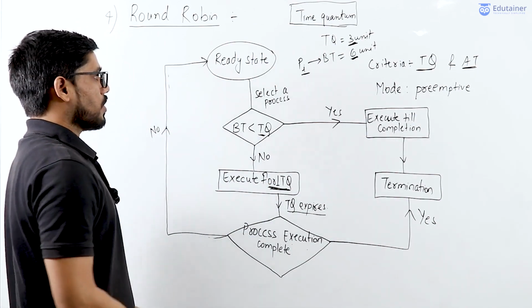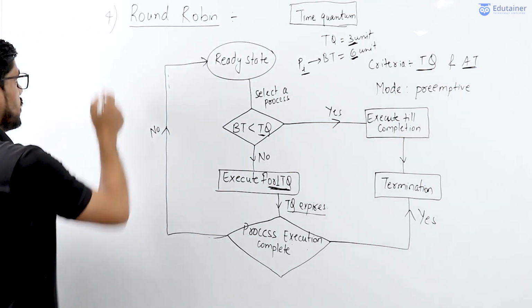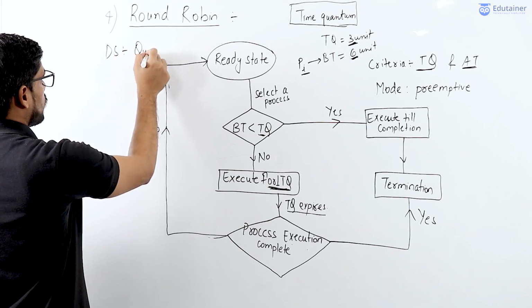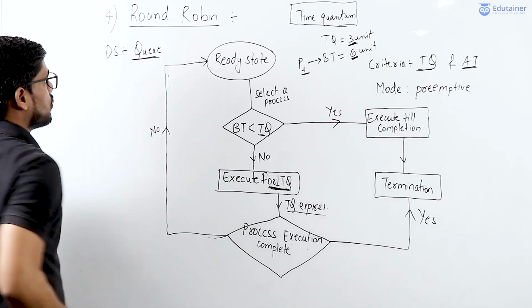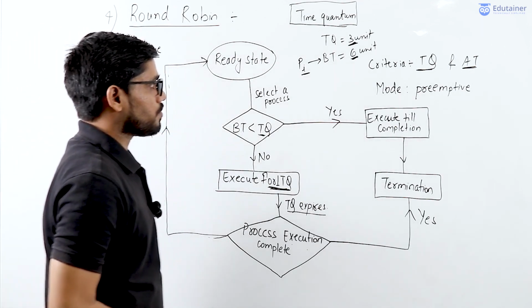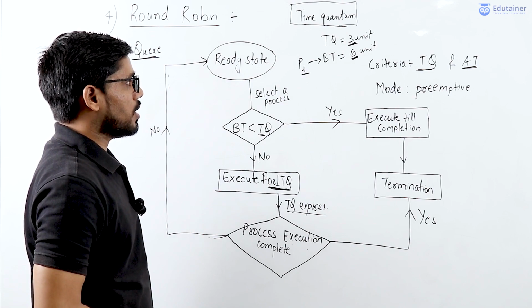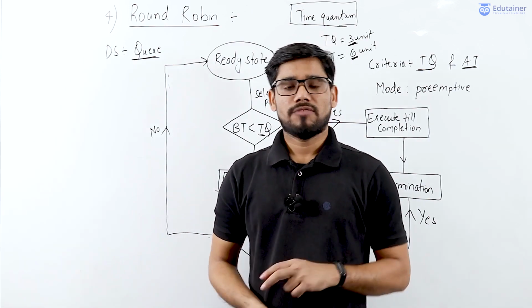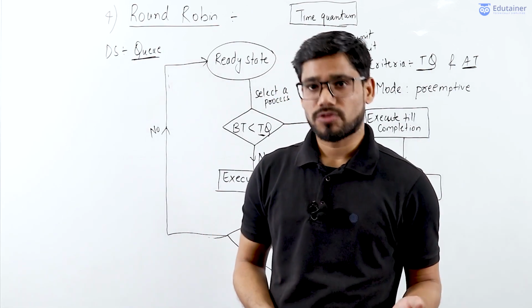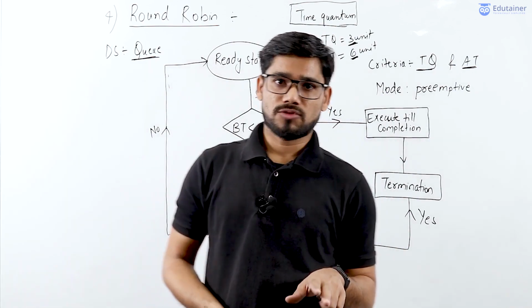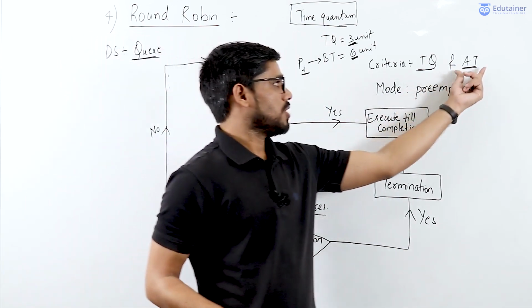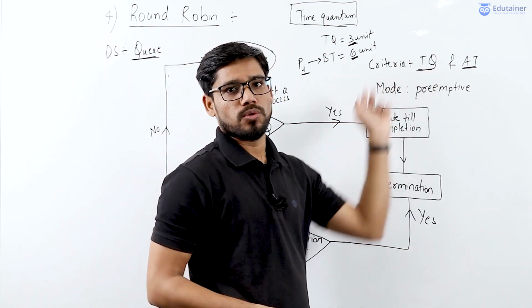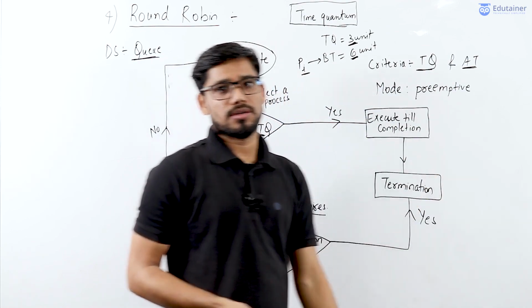So the mode is preemptive. And what is the data structure used? The data structure used in this round robin algorithm is Queue. Queue is the suitable data structure for the round robin algorithm. And one more thing, the round robin algorithm is comparable to the first come first serve scheduling algorithm, because in first come first serve we also pick the process based on the arrival time. So it is somewhat similar. If we increase the time quantum to, let's say, infinity, then it becomes first come first serve.